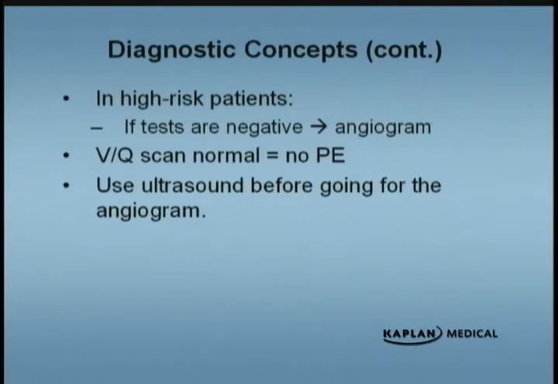A VQ scan, if it's totally normal, no chance of PE, send that patient home, think about something else. I told you, some people, and you should think about using this, use the ultrasound, maybe you'll find the clot there and you won't have to go to the angiogram, right? So use the ultrasound not only for DVTs, but use them for pulmonary emboli. If you're thinking about pulmonary emboli, because where did the pulmonary emboli come from? It came from the DVT. So look for them. It may save you an angiogram.